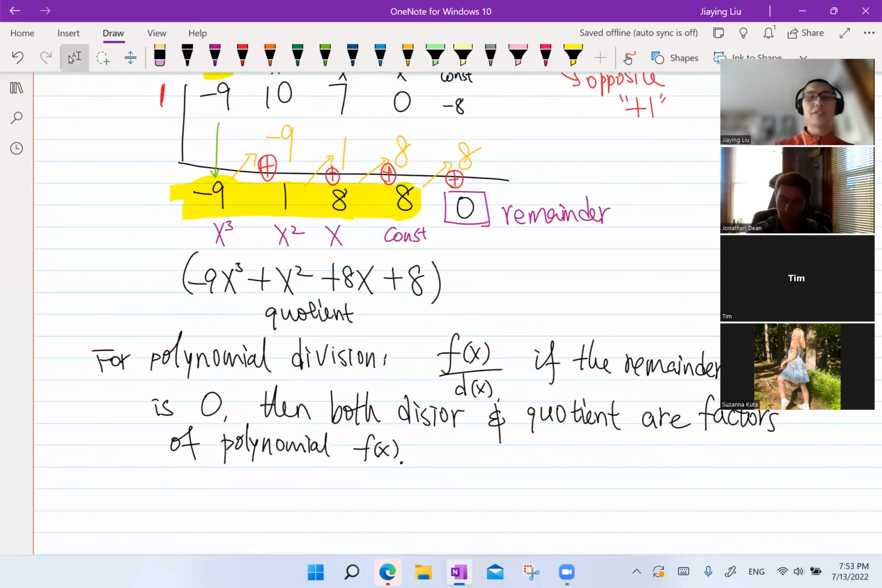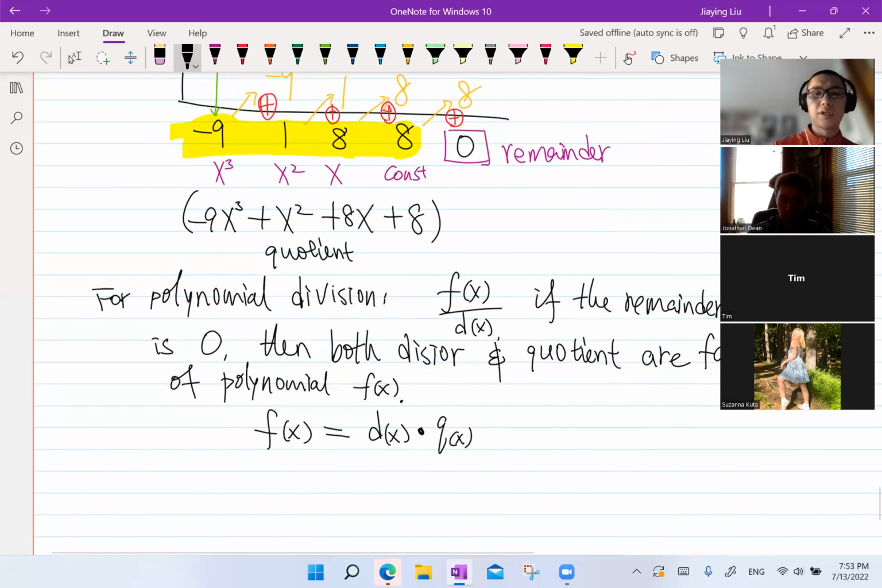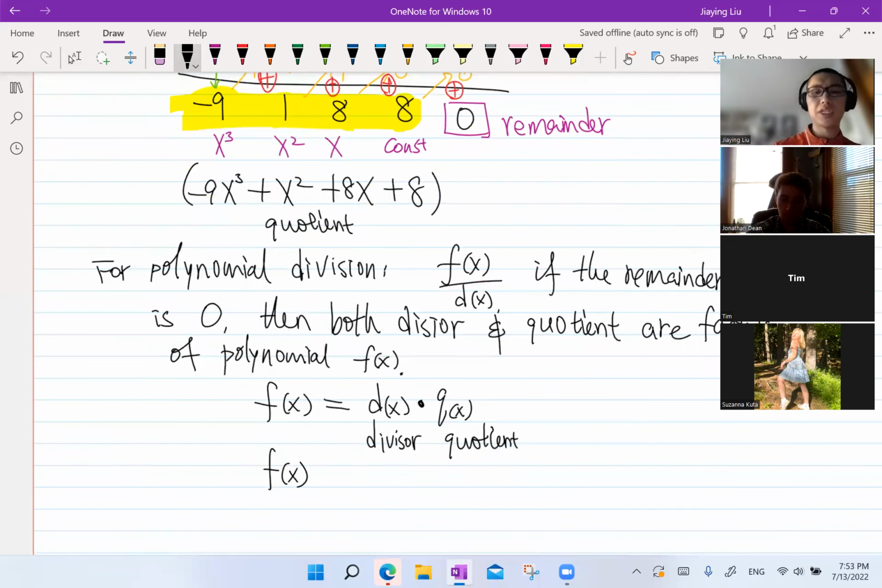What that really means is that f of x can be written as d of x, the divisor, times the quotient, let's say q of x. If I just use parentheses, that means f of x, whatever the expression is, could be written in this notation, two parentheses multiplied. So that's the case when we don't have any remainder. Any questions on this?